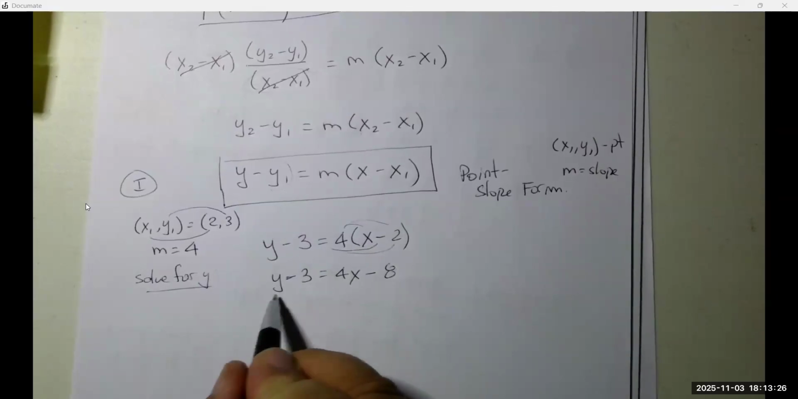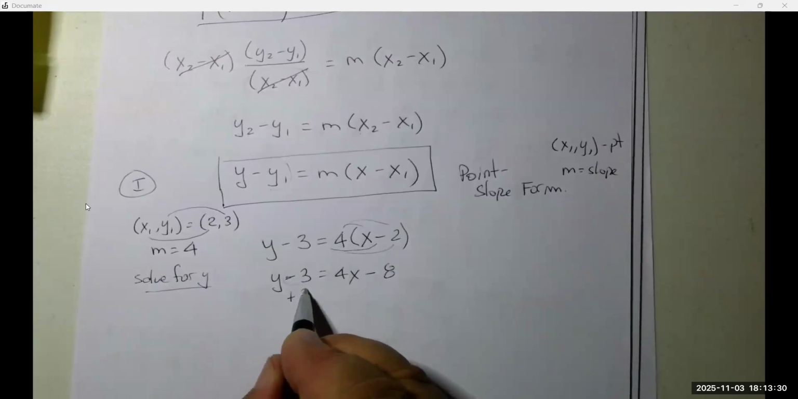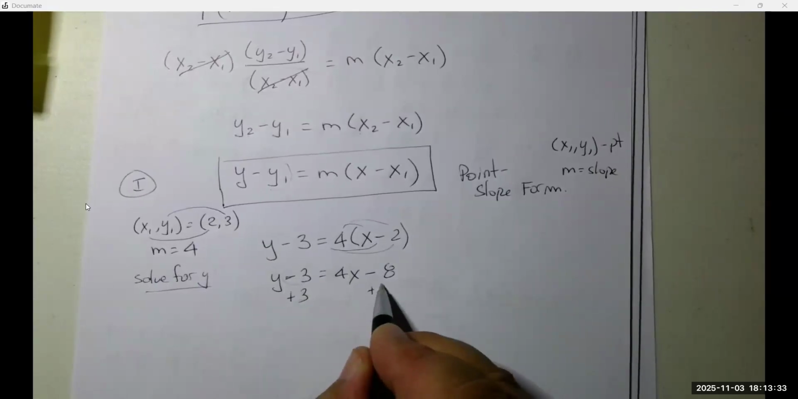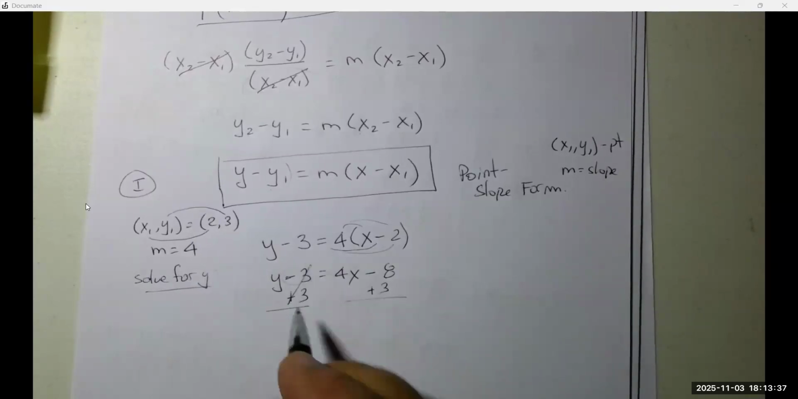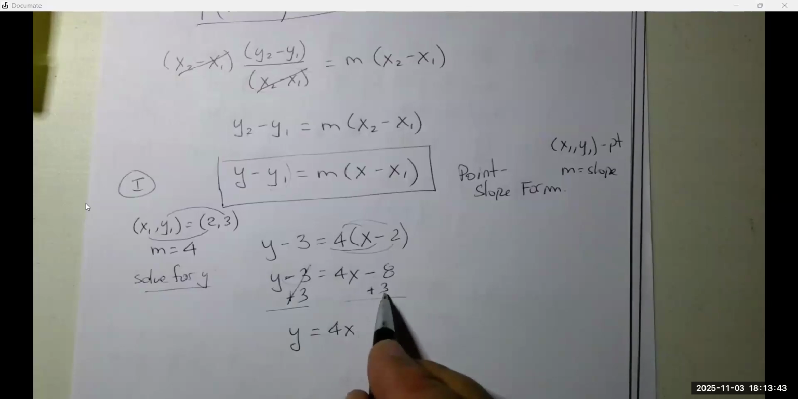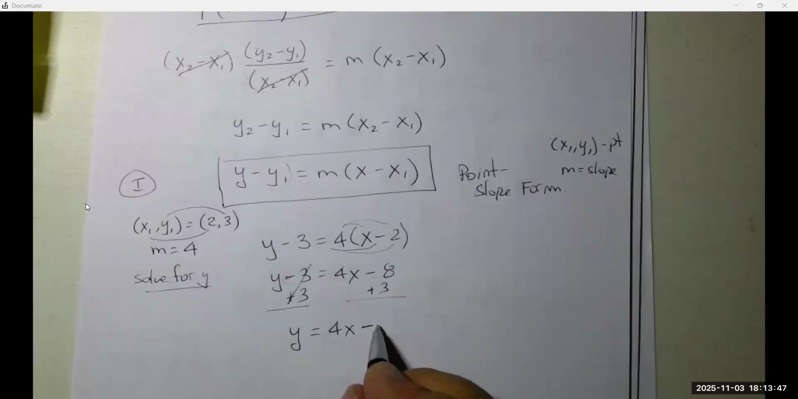We have to get rid of the 3 because we're solving for y. We have to get rid of the negative 3. So it's a process of opposites. So we add 3 to both sides. The 3's cancel. And we have 4x. Negative 8 plus 3. 8's bigger, so the answer is negative. 8 minus 3 is 5.